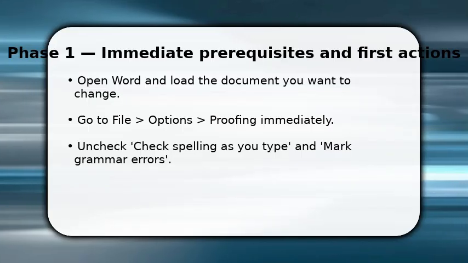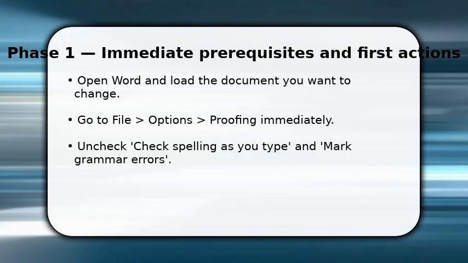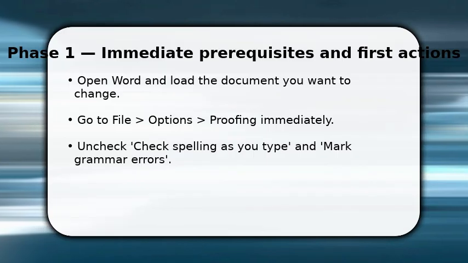You begin inside Word with the document open. This is essential. Go straight to File, then Options, then Proofing. You want the Settings panel. Once there, you uncheck Check Spelling as you type and mark grammar errors so on-the-fly red underlines stop. Make sure to leave Track Changes off unless you need it. That can show different markings.